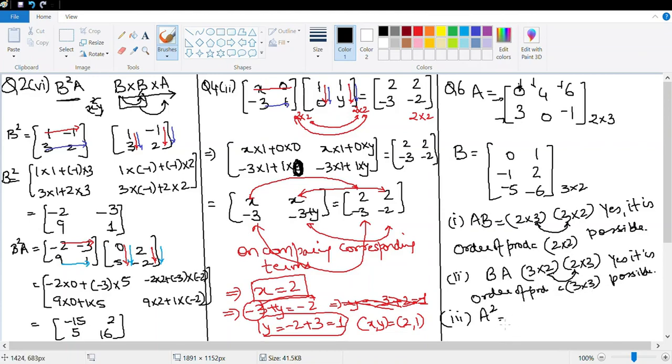Perfect. And let's look at A square. So A is a 2 by 3 matrix, which needs to be multiplied with a 2 by 3 matrix. Now, is 3 and 2 equal? No. Since C1 is not equal to R2, therefore A square is not possible. You will write this in full, which is column 1 not equal to row 2.